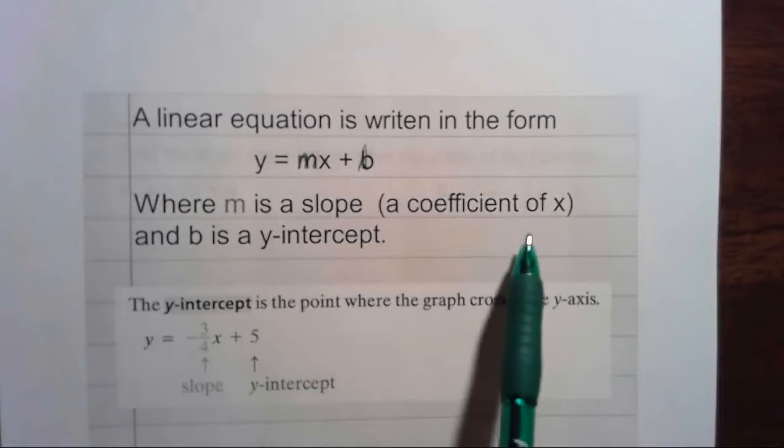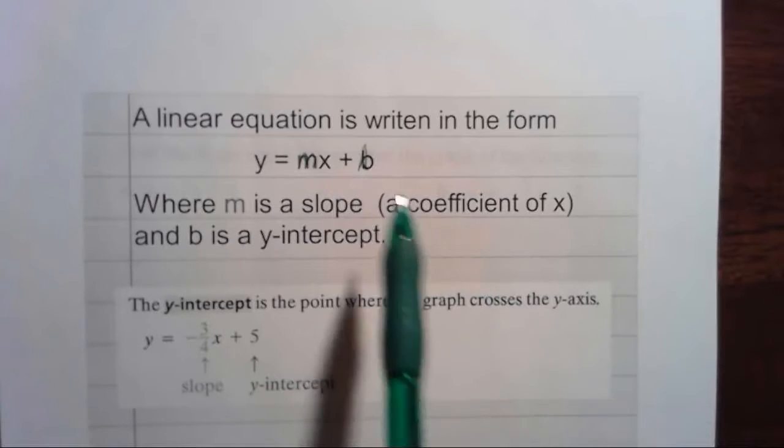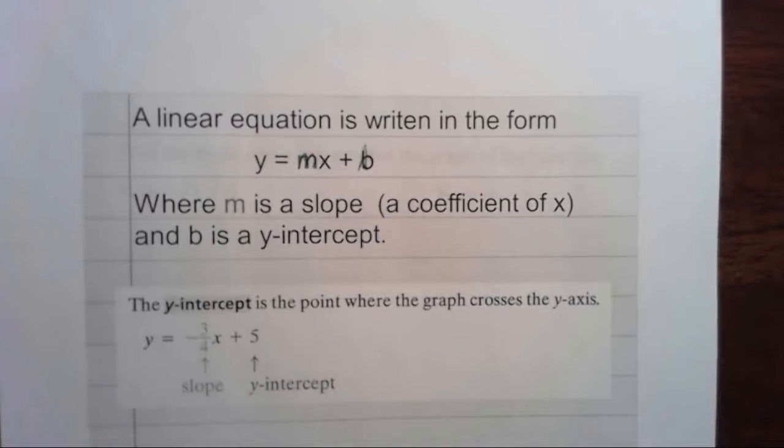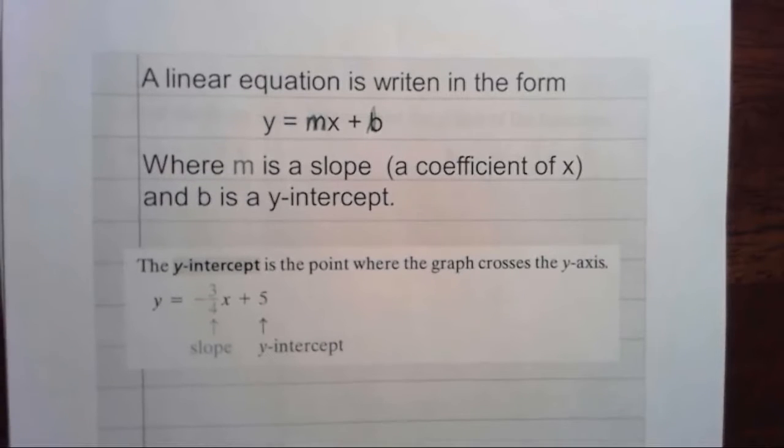is the slope, and that slope is always the coefficient of x, meaning it's the number in front of x, and b is the y-intercept. I want you to get used to the letters m and b, because when I ask you what the slope is, I want you to write m equals. The letter m always stands for slope, and b stands for y-intercept.